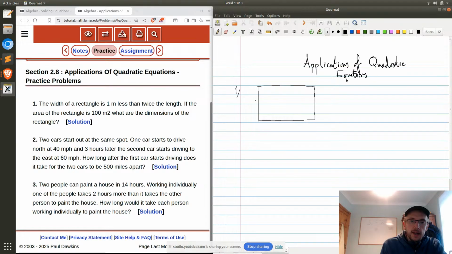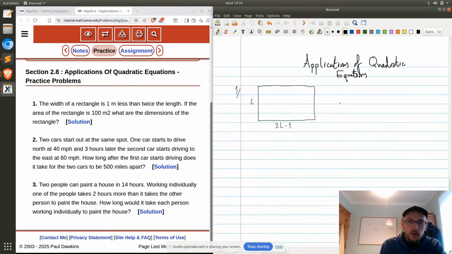Let us call the length L. Let us call the width... Oh, I know what you're going to say. You're going to say W. No, I'm not. I'm going to say it's 2L minus 1 because I don't want to introduce more letters than necessary.